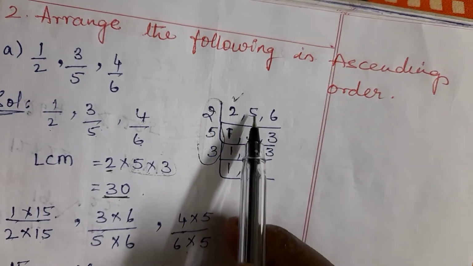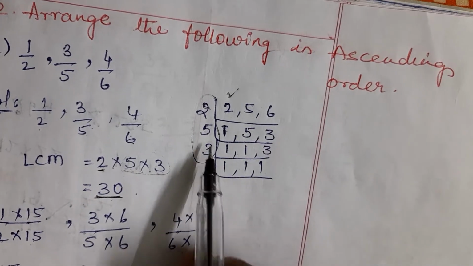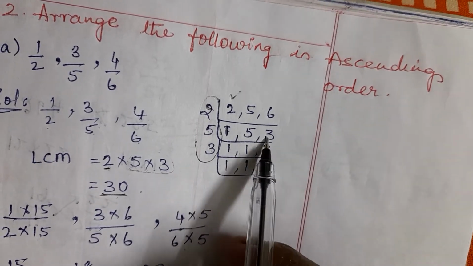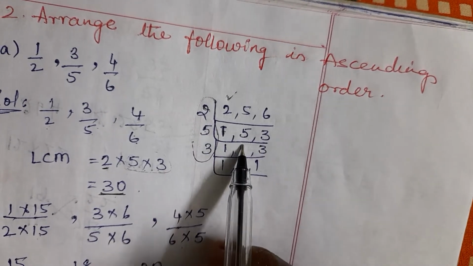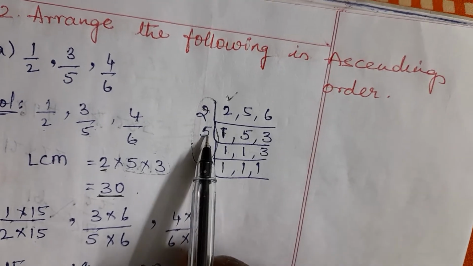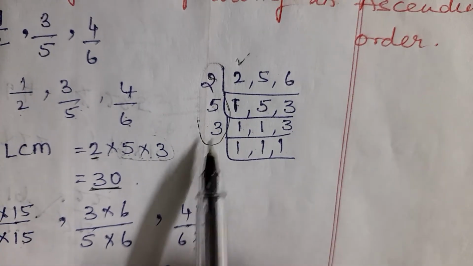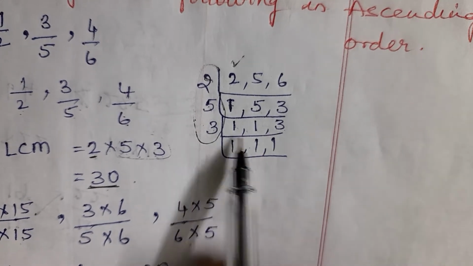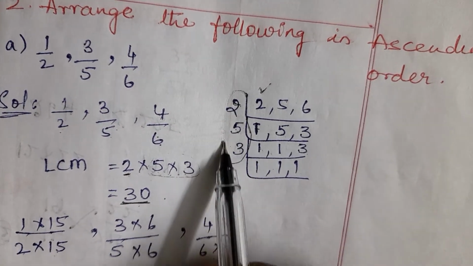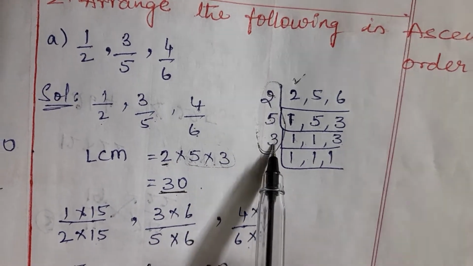2 ones are 2. 5 will not come, so same 5 we will carry down. 2 3s are 6. Now these two numbers are left over, so take one of the numbers and 5 ones are 5. This is already 1 and 3 will not come, so as it is 3 should be written down. Now again take 3 out, so 3 ones are 3. Now all the three digits will be our LCM. 2 into 5 into 3. 2 5s are 10, 10 3s are 30.